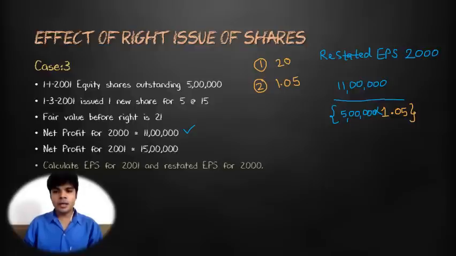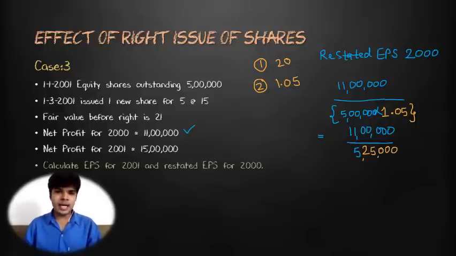So to restate the EPS, we have to follow this procedure. 11 lakh divided by, here number of shares are going to be 5 lakh and 25,000. Now this 25,000 can be taken as bonus element, as we have seen in the previous slides, right? So the answer here is going to be 11 lakh divided by 5 lakh 25,000, which is 2.10 roughly per share. So this is restatement of EPS for 2000.